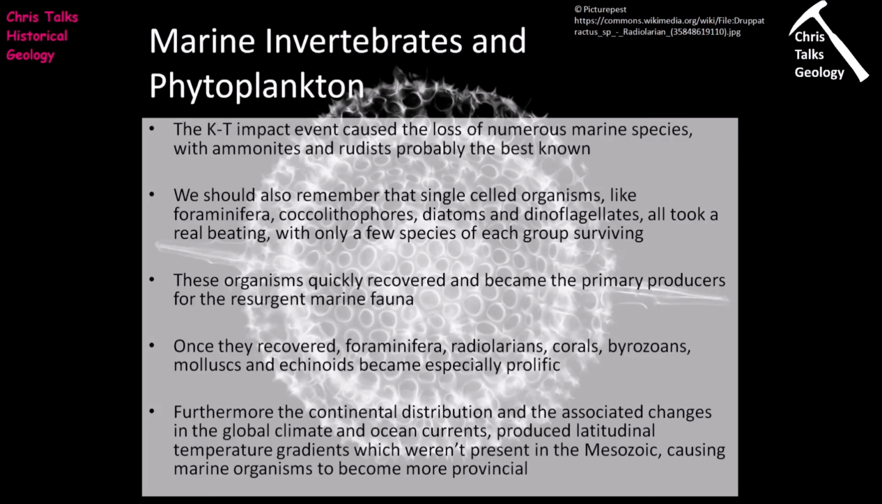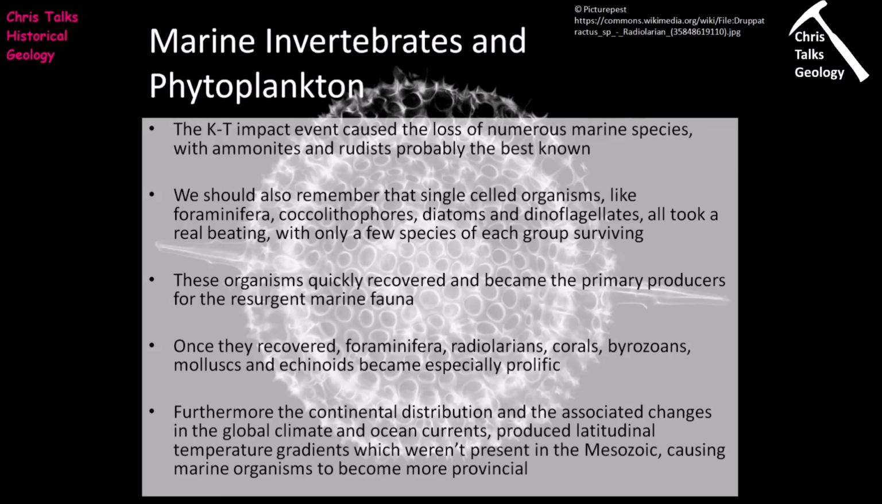So we're going to begin by thinking about marine invertebrates and phytoplankton. Now, the Cretaceous Tertiary impact and the associated mass extinction caused the loss of numerous marine species, with arguably the ammonites and the rudists probably the best known of the marine invertebrates that did not make it into the Cenozoic. Now, we should also remember that single-celled organisms like foraminifera, coccolithophores, diatoms and dinoflagellates all took a real beating during the Cretaceous Tertiary mass extinction.